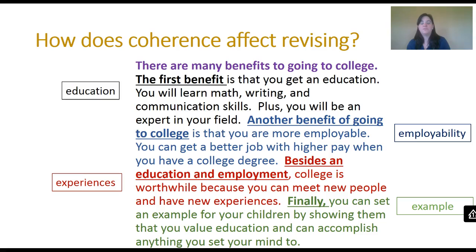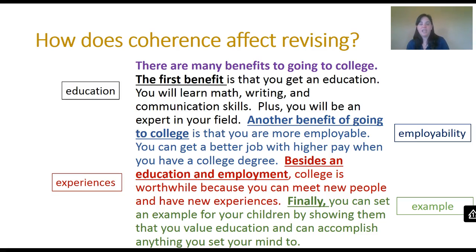Again, I use the transitional phrase, another benefit of going to college, to signal that I am now finished talking about education and am going to talk about something else. And I took the two sentences that were about employability and put them together. Then I've moved on to the idea of experiences. Besides an education and employment, college is worthwhile because you can meet new people and have new experiences.